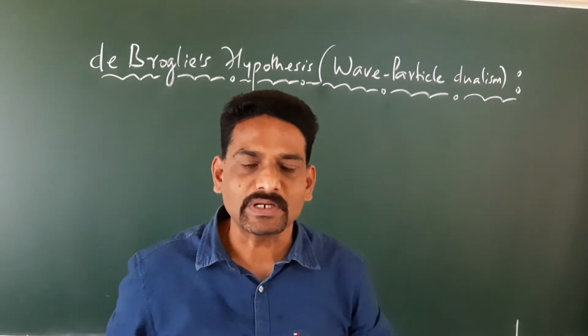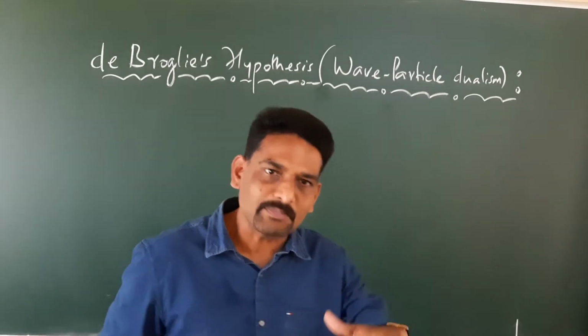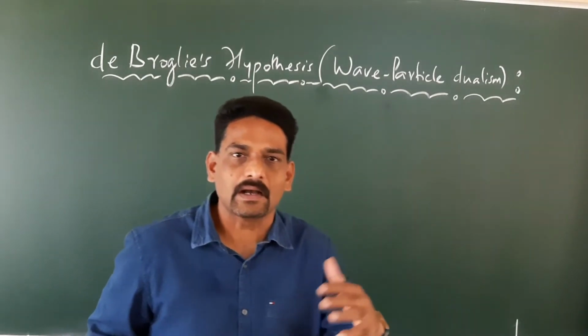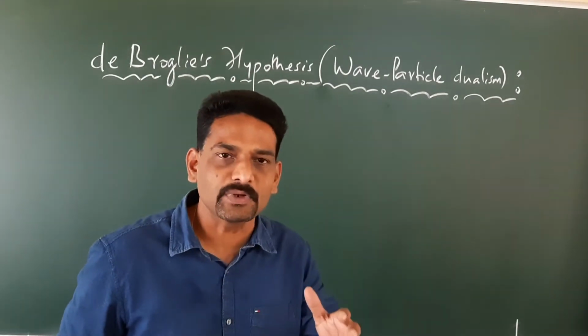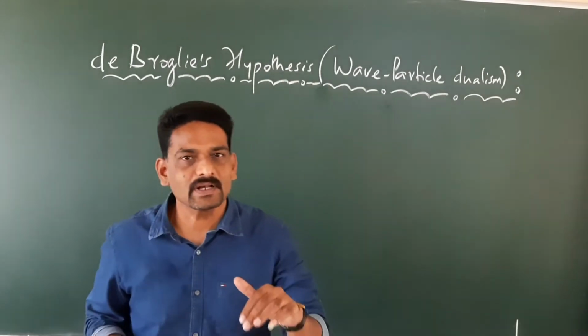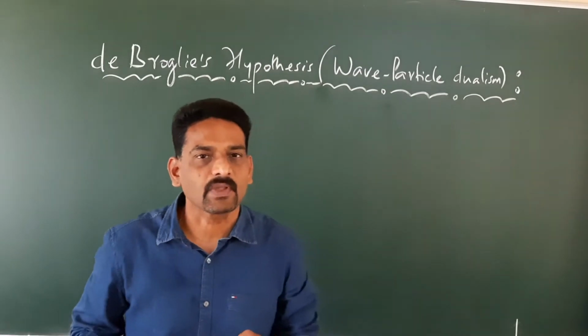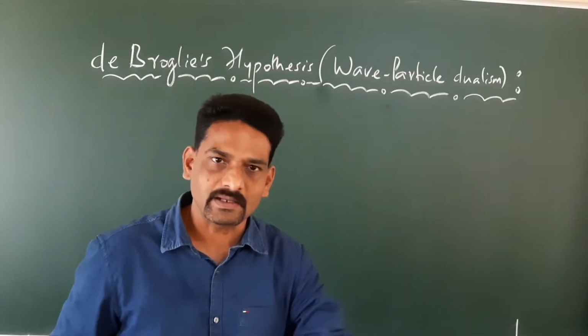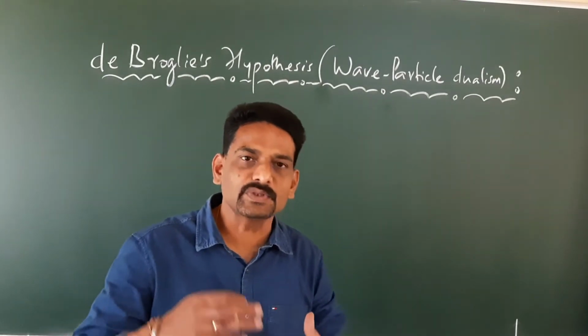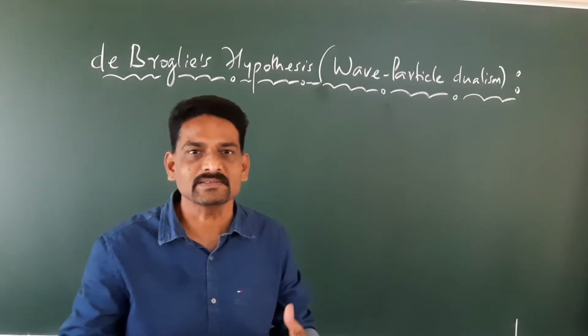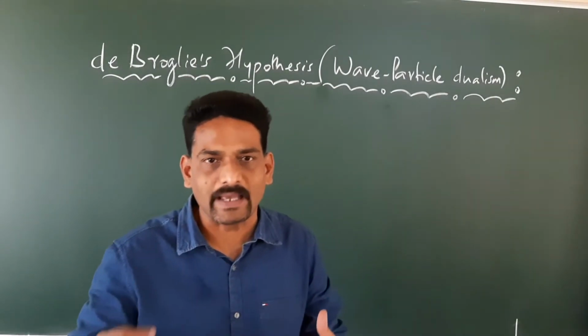So before trying to understand de Broglie hypothesis, let me remind you what we discussed in the previous class, that is about Compton scattering. So what is Compton scattering? Compton scattering is an experiment in which an incident X-ray beam collides with the target material, that is, an incident X-ray is colliding with an electron.